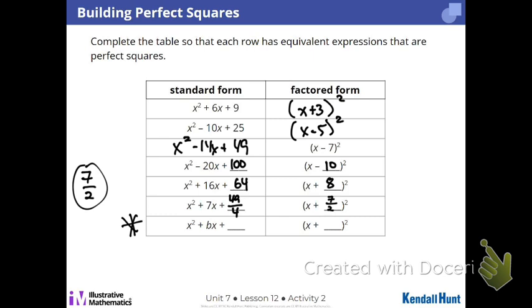Okay, so for this last one, I like to go over here first. How am I getting that number every time? What am I doing with my B term? It's half of B. B divided by 2. And then over here to get C, I'm taking that number and doing what to it? I'm squaring it. Times itself, or squaring it, okay?